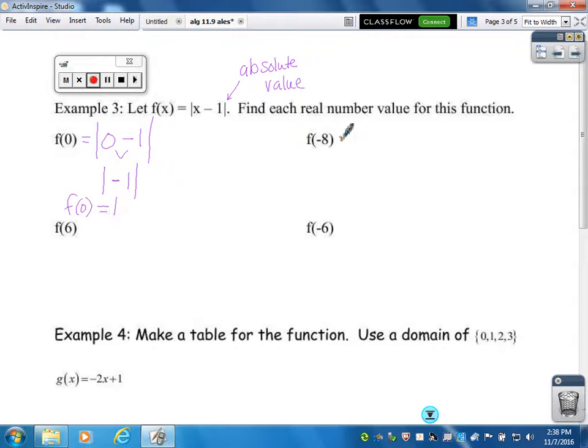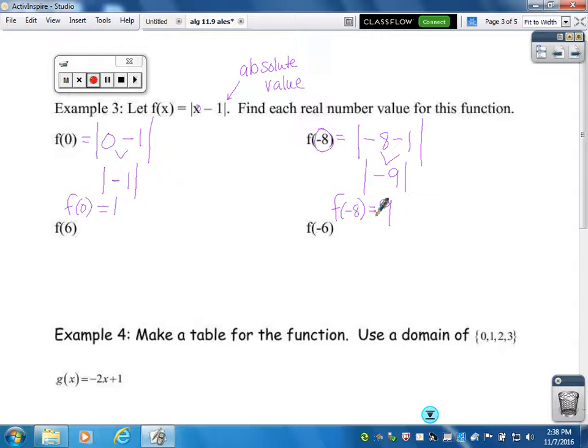For negative 8, I plug that in. So again, look at what's happened. I've taken this x up here and I'm plugging in whatever value of x they tell me, and I'm going to solve it with PEMDAS. So negative 8 minus 1 is negative 9. The absolute value of that is positive 9. So the value of this function when x is negative 8 is 9.